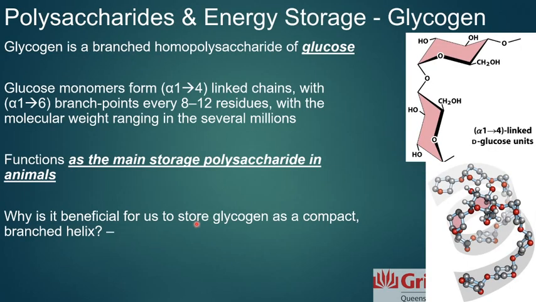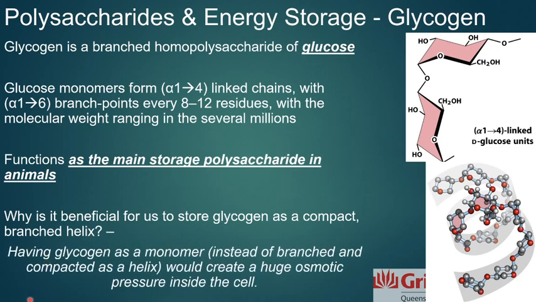Now, why is it beneficial for us to store glycogen as a branched helix? If space is a big concern here, it wouldn't make sense for us to branch them out via alpha-1-6 linkages. We'd be better off having it as alpha-1-4 all the way and just coil it right in on itself and really compress it and squeeze it right in. So why would we be trying to branch it out and take up even more space? And basically the big reason here is that the osmotic gradient, the amount of osmotic pressure that such a large and highly condensed glycogen molecule would generate, would cause the cell to explode. So it's kind of a good thing that we don't do that. This is why it branches quite frequently, these different residues.